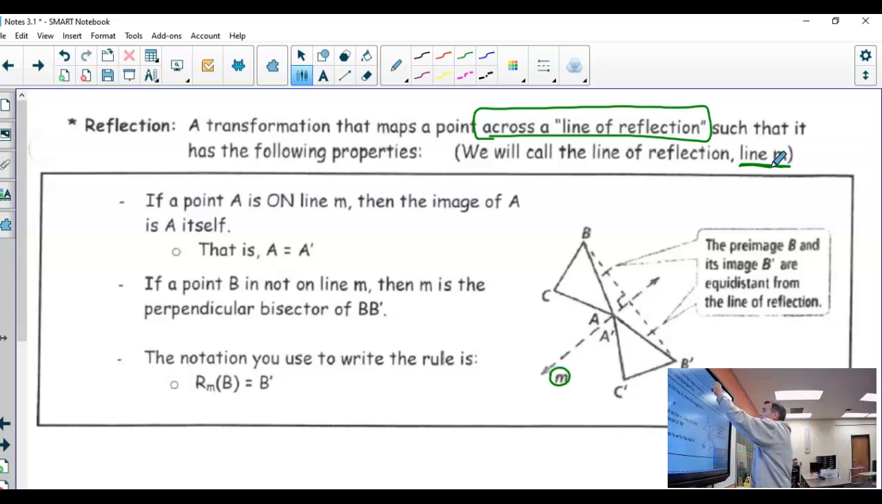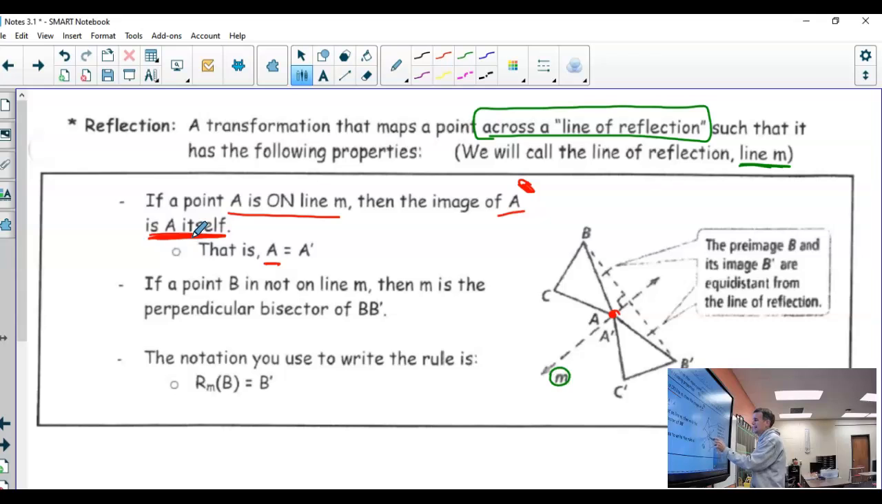All right, so here's the properties. First of all, we got A. A is a point that is on line M. It is on the line of reflection. And this is saying that when a point is on the line of reflection, then A prime, the image of A, is A itself. Basically, it's saying when it's on the line, it does not move.